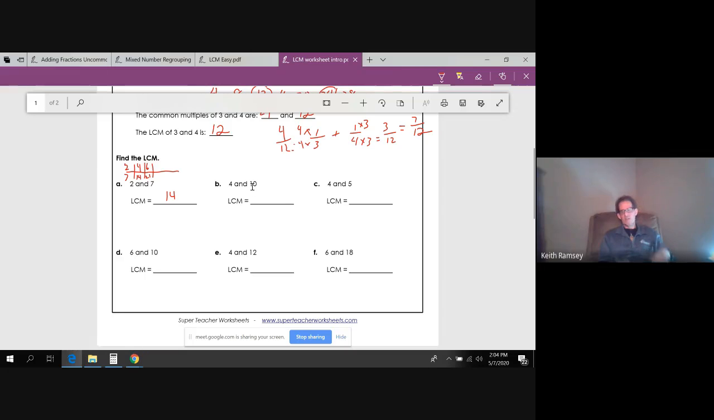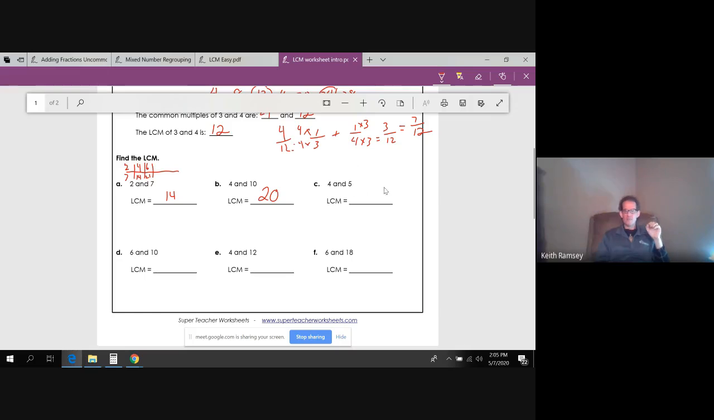For 4 and 10, I would go through my multiples of 4. So I have 4, 8, 12, 16, 20. For my multiples of 10, I have 10, 20, 30, 40. Now, 20 and 40 are shared multiples of 4 and 10, but 20 comes first. That's why it's the least common multiple. So I would write 20 there.